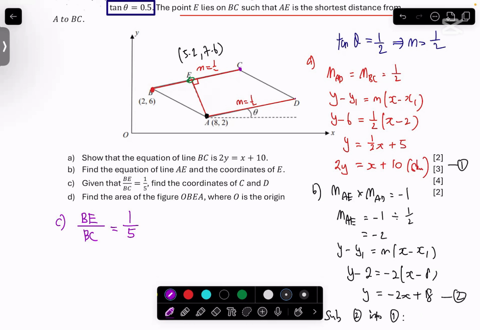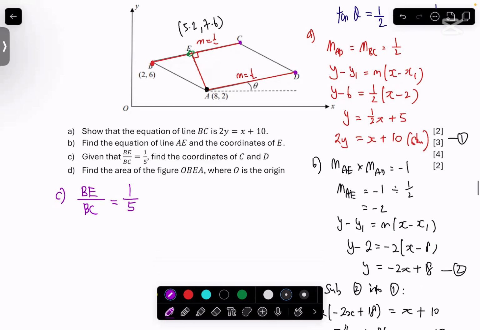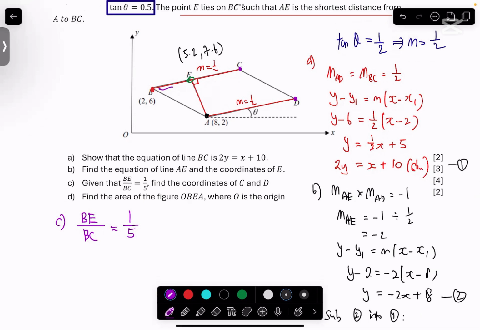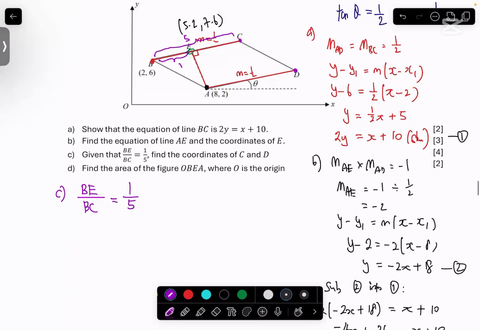So C is down here, D is down here. All right. Now, let's see. In order to find the coordinates, we need to understand what BE equals 1 means. It means that the movement down here is 1 and B to C is 5 units. All right. So am I going to use the equation of a line to solve this? Well, I can, but I'm not going to do that.